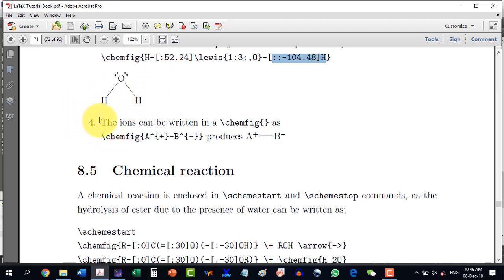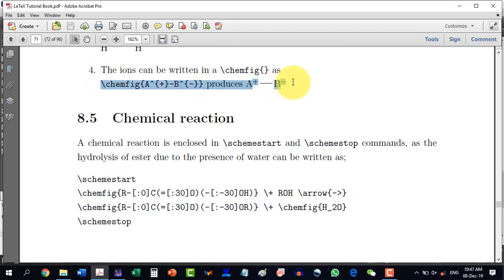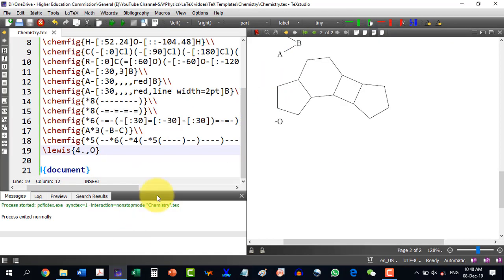The ions can be written in a chemfig like this. If I want to write A bond B, then the usual chemfig command A and B with a bond is written. But now A is with plus and B is with minus, so I will use the normal mathematical form here, the power and then plus, and then the power and then minus. Similarly, I can write them in the subscript, and in the subscript there will be the same situation, that they will come down. Let's execute this command, and here it is.